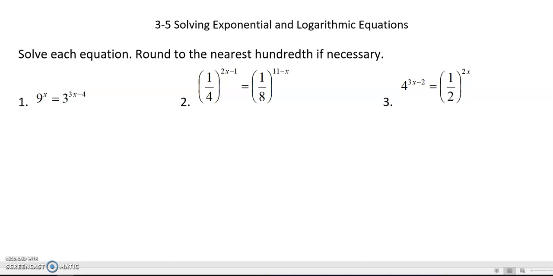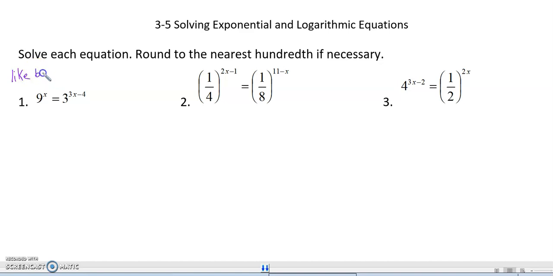Okay, so I want to review again on solving exponential and logarithmic equations. I know we were having a little trouble with natural log, so I just want to go through all the processes again, okay? So the first thing is if you have like bases, or you can get like bases, we want to make sure that we have the same base on both sides of the equation.